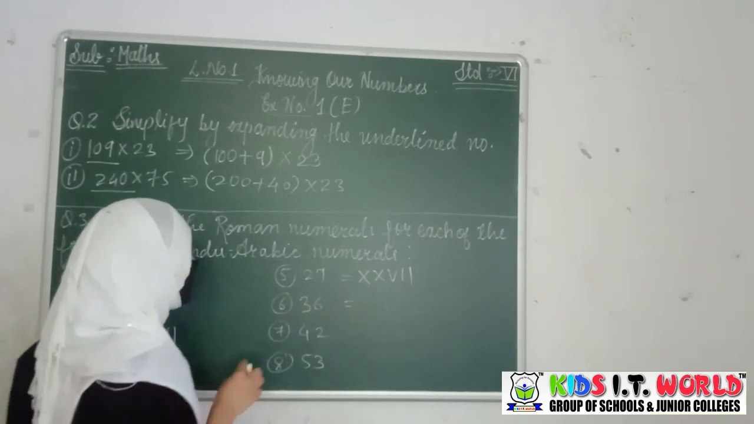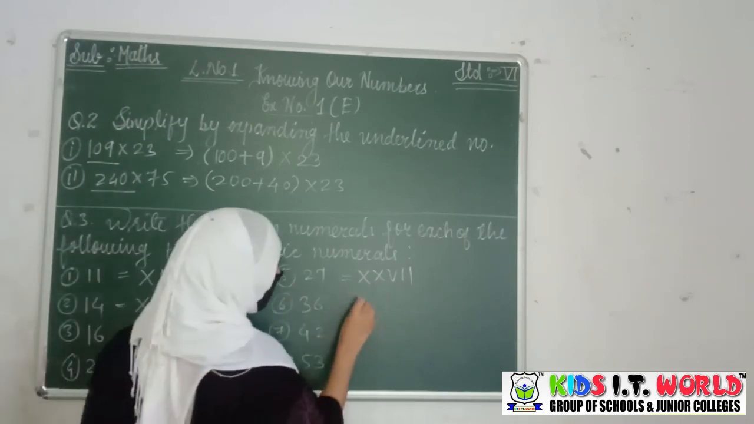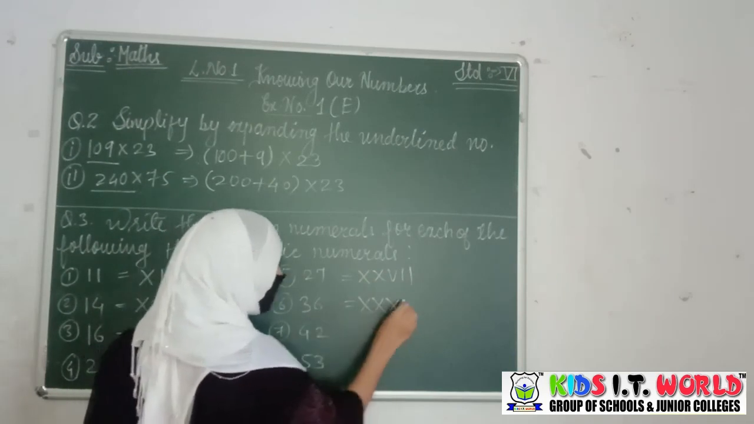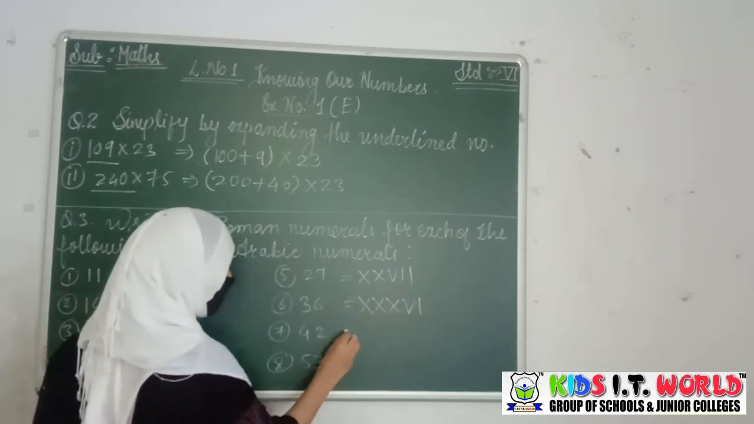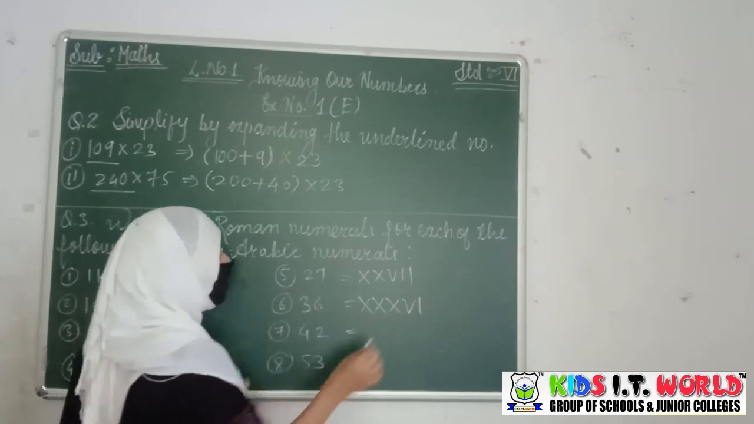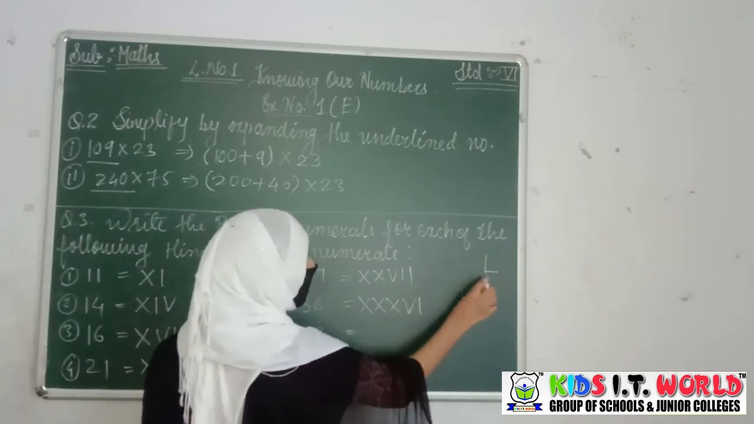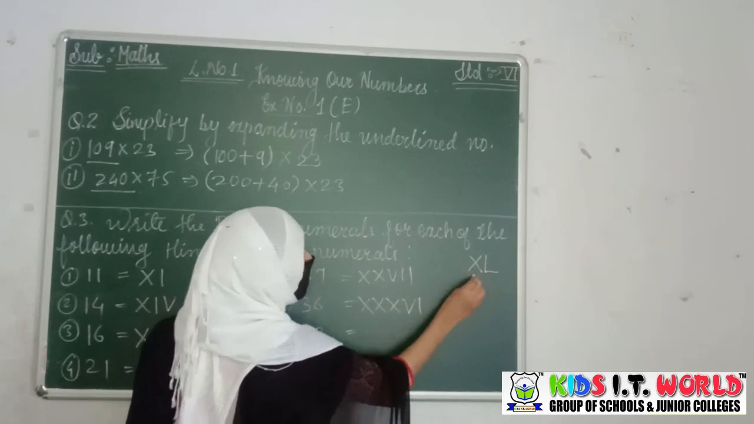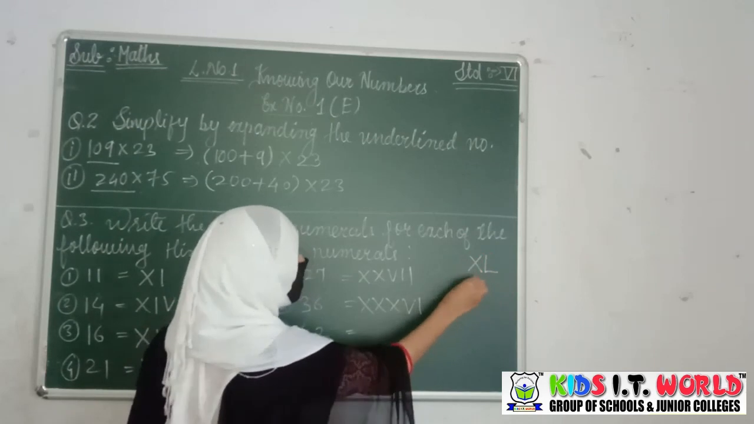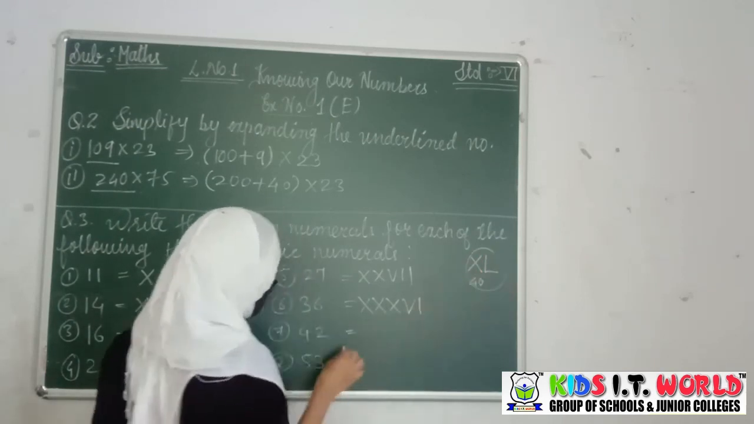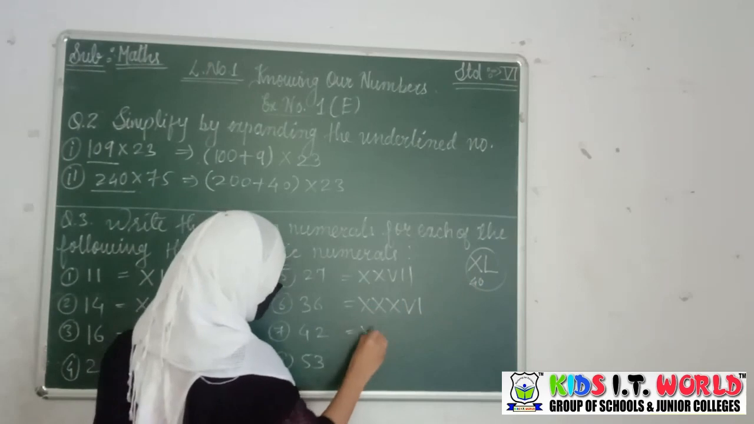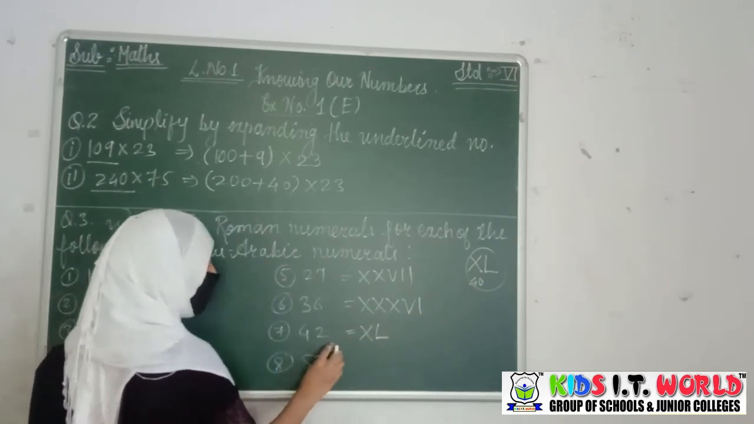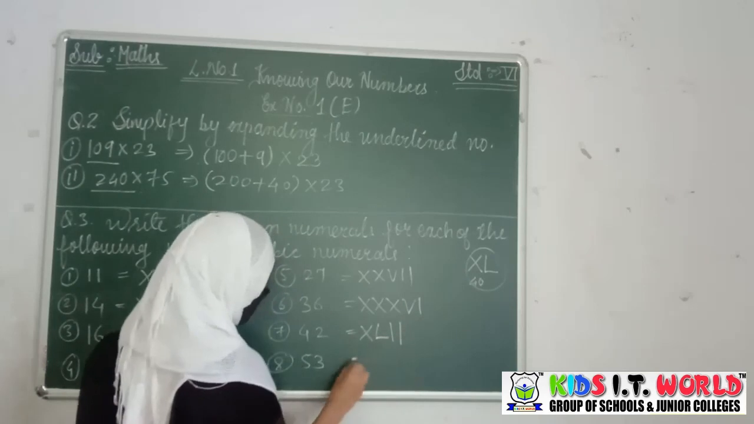Now for 36, again you will write X 3 times. So you will get the value 30. Now what remains? 6. This is 6. Now for 40, we have a value for 50, that is L, and how will you write 40? XL means 50 minus 10, so you will get 40. So in this way you will write 40 as XL. Now we have finished with 40. Now how will you write 42? 1, 2. This is 42.